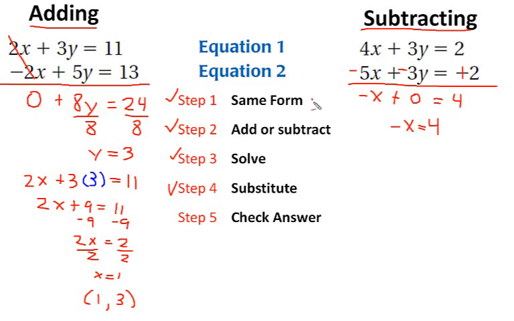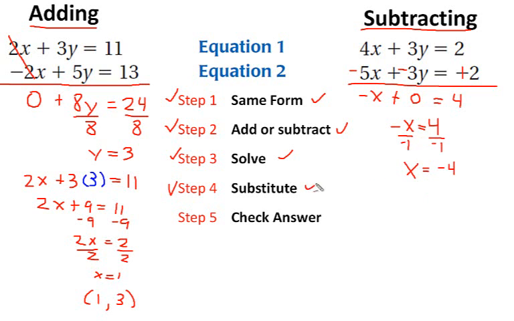When we started, they were already in the same form, so step 1 was already done. We just added or subtracted. We were subtracting, so pretty much we changed the sign on each of these and then added. Okay, so now we're on step 3. We're trying to solve this still. So I'm going to divide by -1. I get x equals -4.